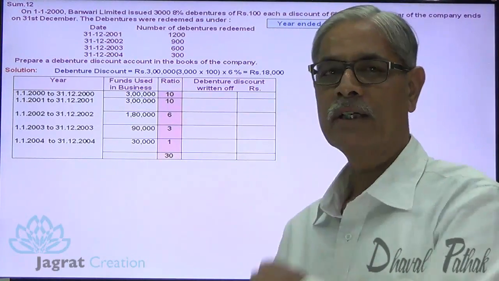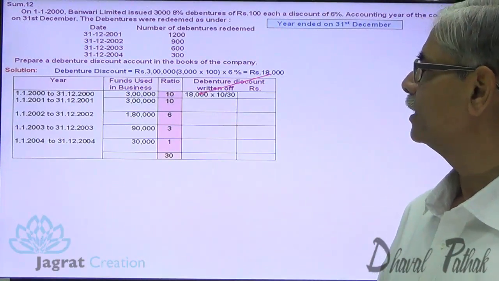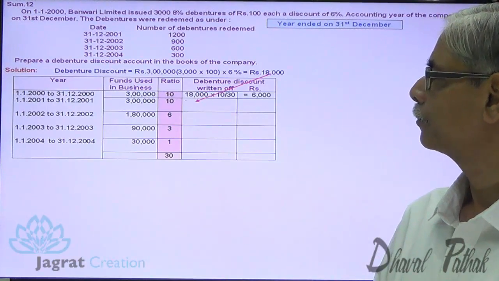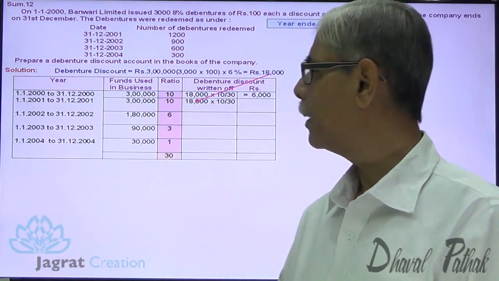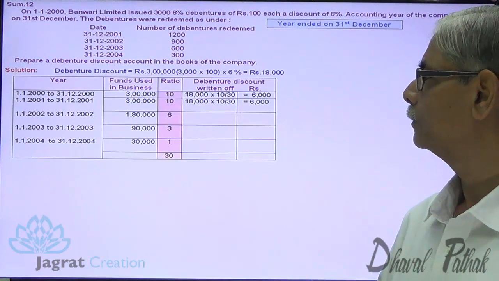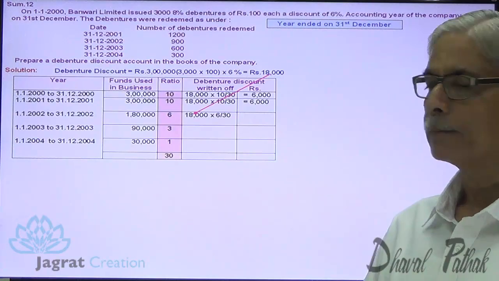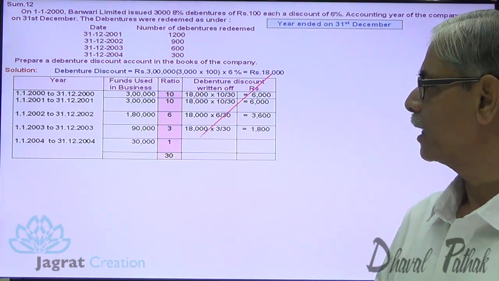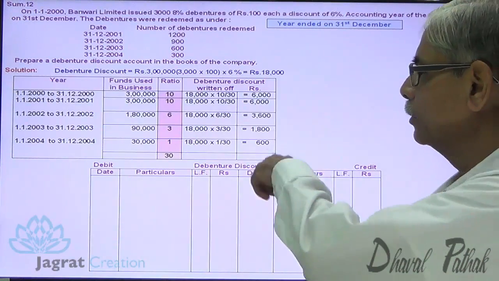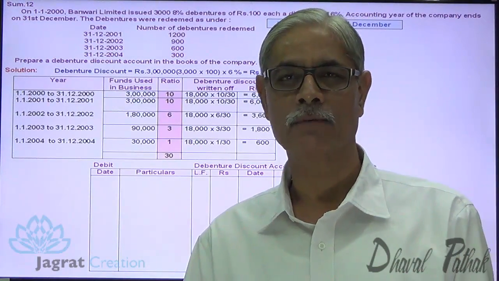Now debenture discount written off in the first year: 18,000 into 10 by 30. Second year, debenture discount written off is the same amount because 18,000 into 10 by 30. Now 18,000 into 6 by 30, 18,000 into 3 by 30, 18,000 into 1 by 30. This is how the debenture discount is to be written off.